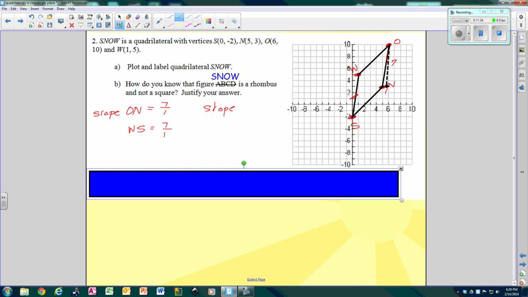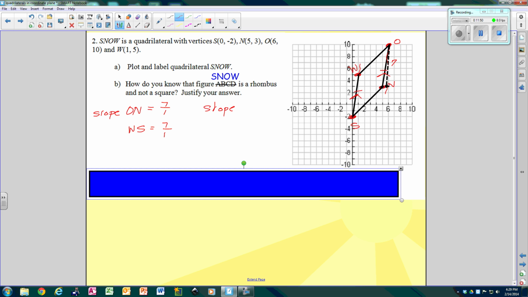So now I know this side is parallel to this side. And I also know that these two are congruent to each other because they have the same right triangle. We used the same slope to find they were parallel, so that was the same triangle. So they're also congruent. So let's try WO.